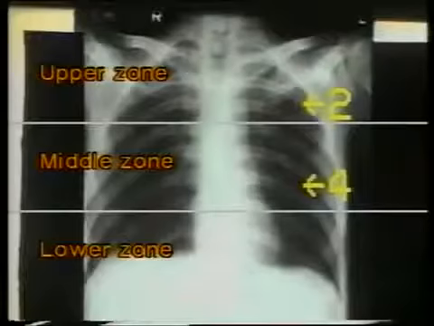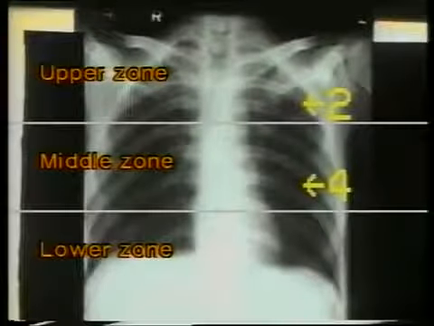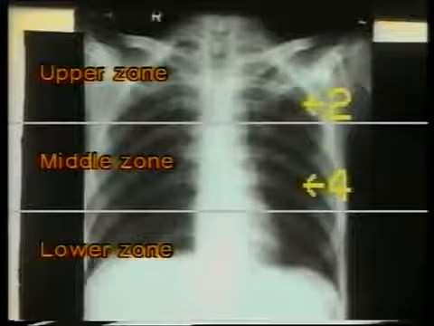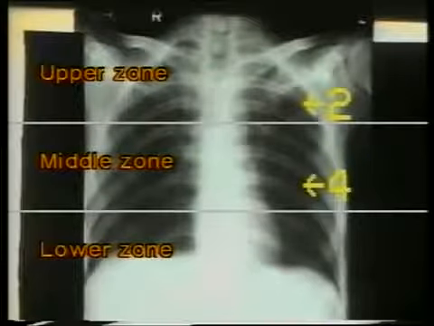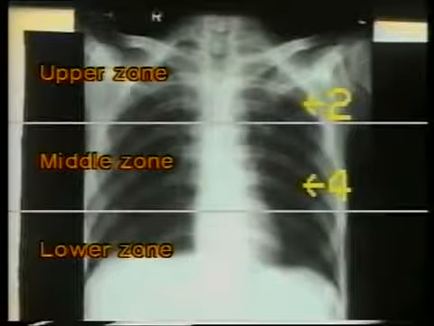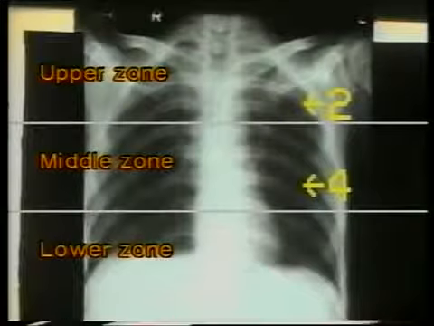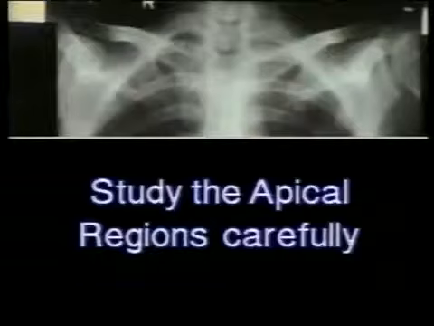Now first study the lung fields in the 3 zones, upper, middle and lower. Upper zone is the area above the anterior end of the second rib. Lower zone is the area below the anterior end of the fourth rib. And middle zone is between the anterior ends of the second and fourth ribs. Compare the lung fields on the right and left side in the upper, middle and lower zones. The lung fields should be equally radiolucent on both sides at equivalent levels.